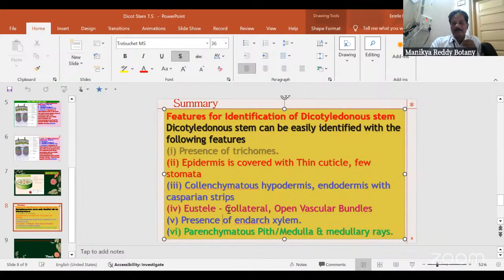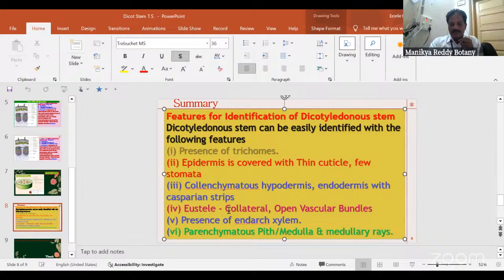And each vascular bundle is conjoint, collateral, and open type in primary dicot stem. I'll repeat once again. Eustele is a true stele. There is a limited number of vascular bundles which are arranged in a circle. Such type of stele is called eustele.